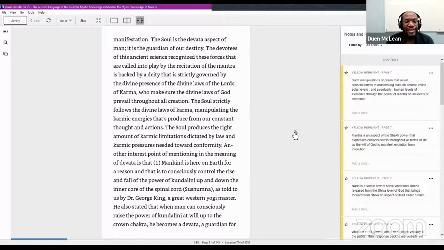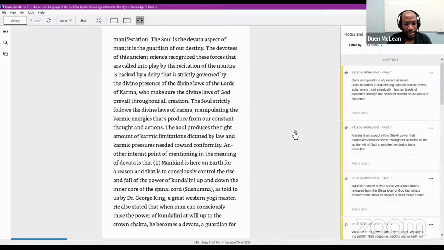The devotees of this ancient science recognize that these forces that are called into play by the recitation of the mantra are backed by a deity that is strictly governed by the divine laws of the lords of karma, who make sure the divine laws of God prevail throughout all creation. The soul strictly follows the divine laws of karma, manipulating the cosmic energies that are produced from our constant thought and actions. The soul produces the right amount of karmic limitations dictated by law and karmic pressures needed toward conformity.